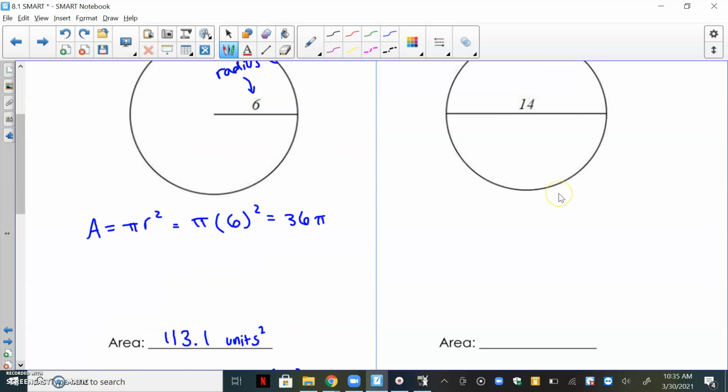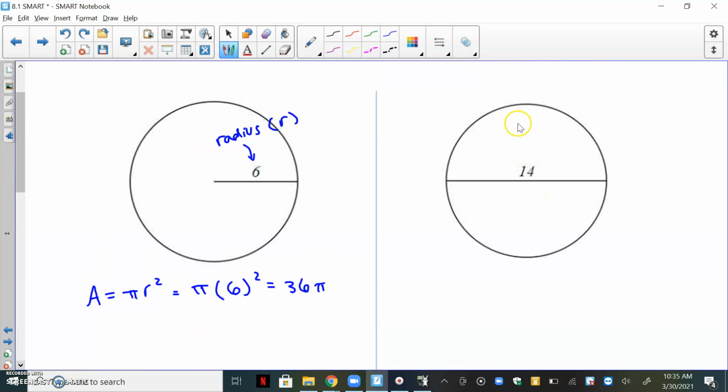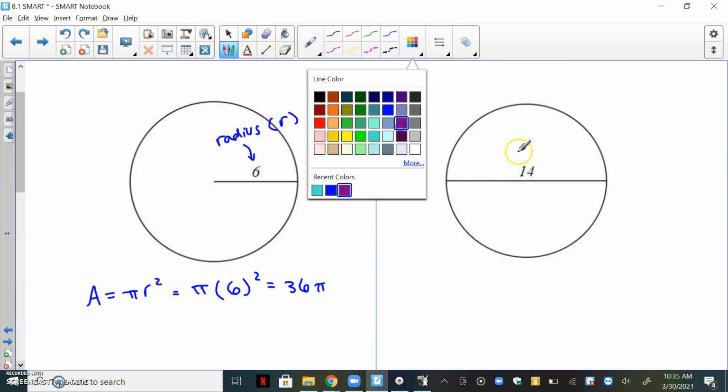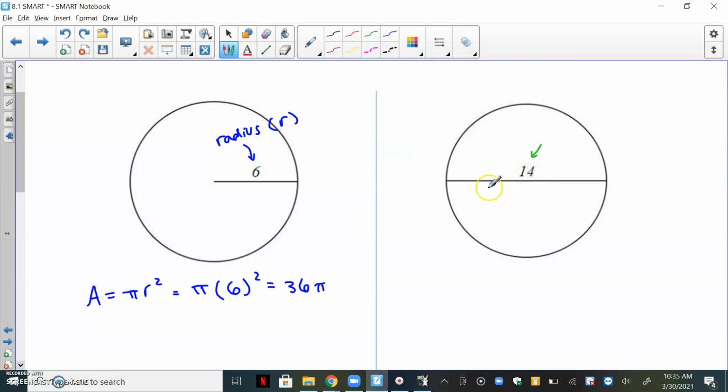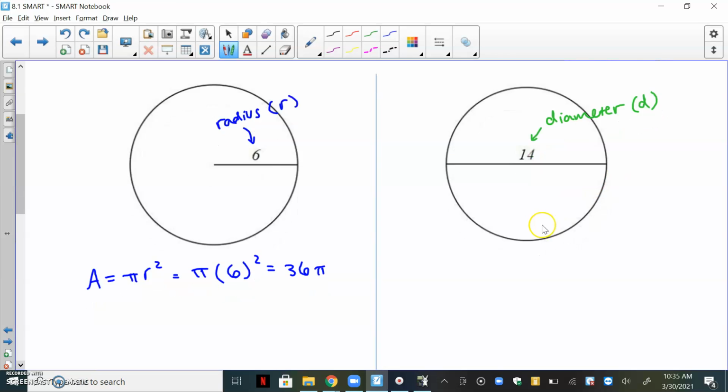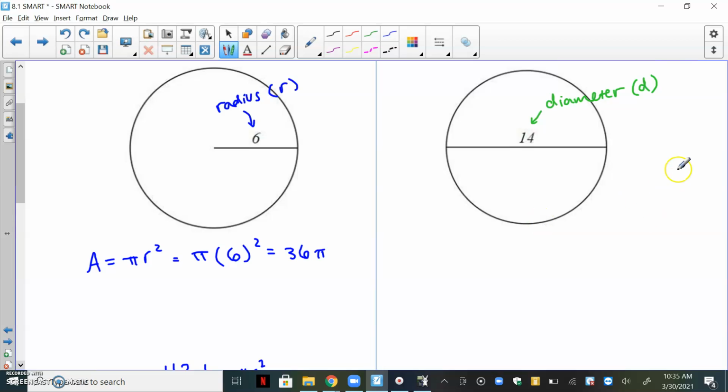Now let's do a practice problem where we are given the diameter instead. As I just mentioned, this right here you can tell is the diameter because it goes all the way across the circle. If we want to find the area, we need to figure out what the radius is first. And we know that the radius is the diameter divided by 2. So we just do 14 divided by 2, and we find out that the radius is 7.